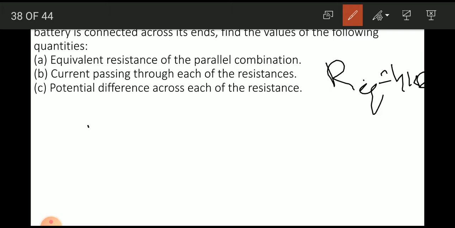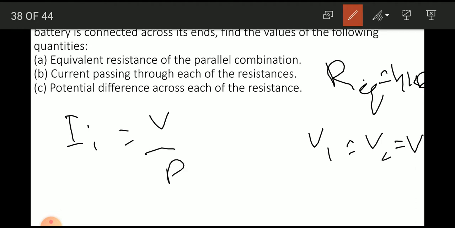Using the formula, the combination is connected in parallel, so V1 is equal to V2 is equal to V. Each instrument will get the same amount of voltage. I1 is equal to V divided by R1, you will find I1, and I2 is equal to V divided by R2, you will find I2.